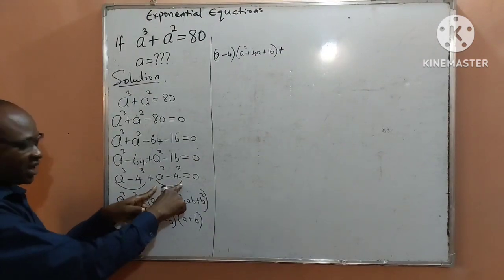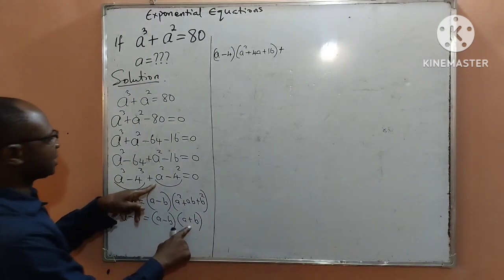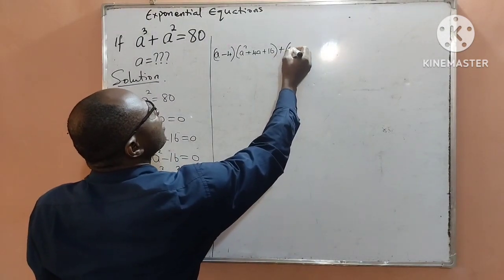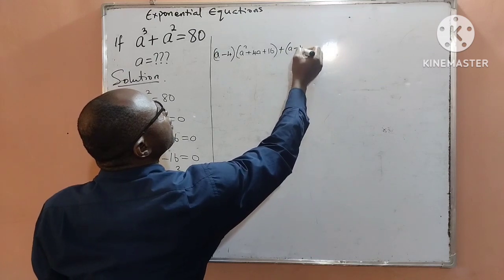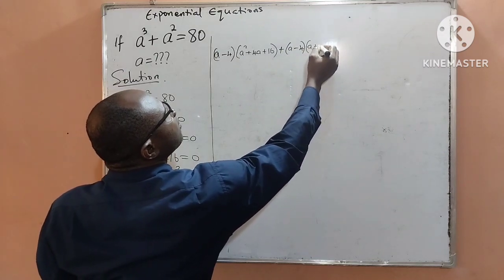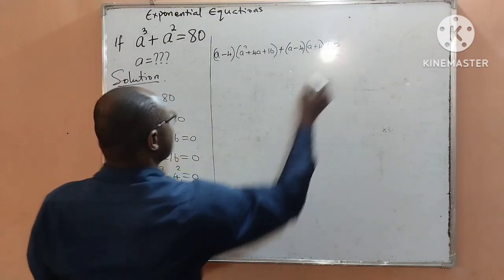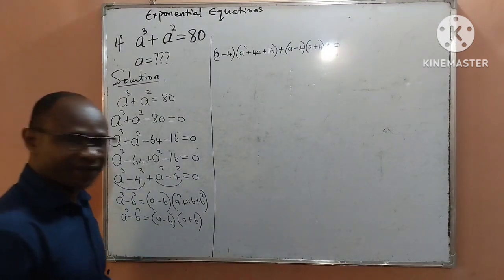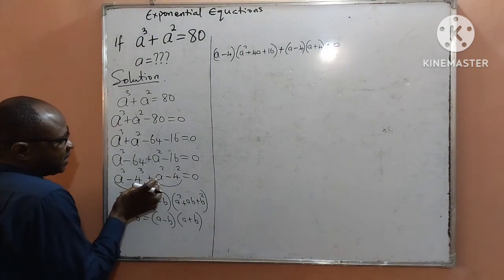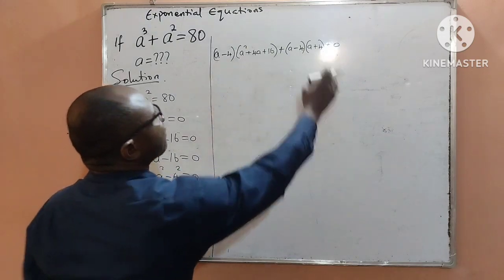Then difference of two squares, I will still apply this, okay? And that becomes for me a minus 4 into a plus 4. Everything is still equal to 0. So what I have now is that what I had in this place equal to 0 is what I have expanded.